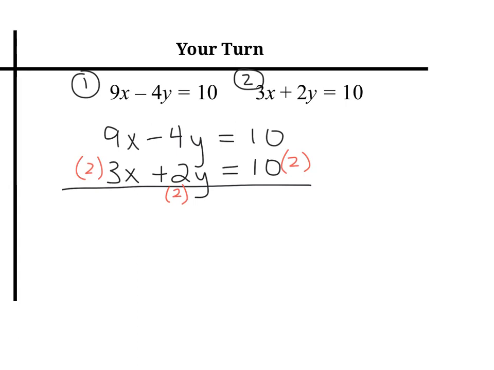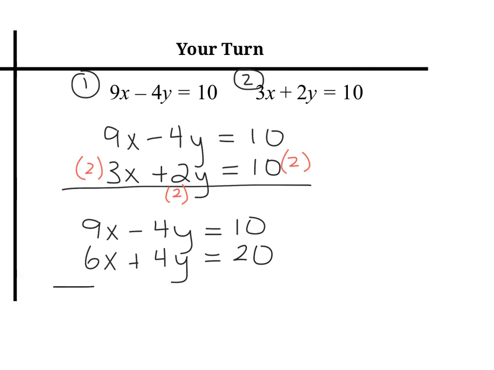So I'm going to recopy the first equation since I did nothing to it. But in my second equation, everything has to get multiplied by 2. So I'm going to start on the far left here, and I've got a 3x multiplied by 2, which is 6x. And then I have 2y multiplied by 2, which is a positive 4y. I have an equal sign. And then I have 10 multiplied by 2, which is 20. So here is my brand new system of equations.